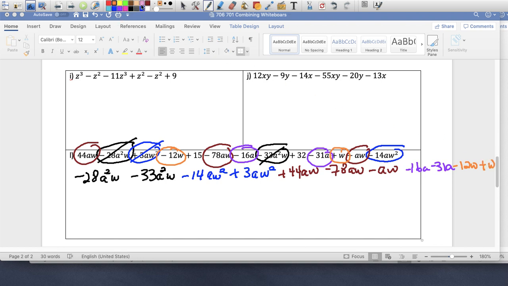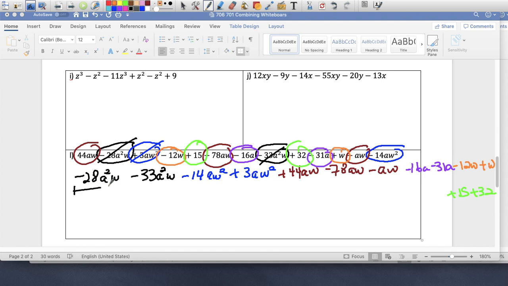And I'm going to choose another color. Oh, I don't know any other colors. Green. I'm going to do plus 15, plus 32. Oh my God. Long expression. But at least now the like terms are next to each other.